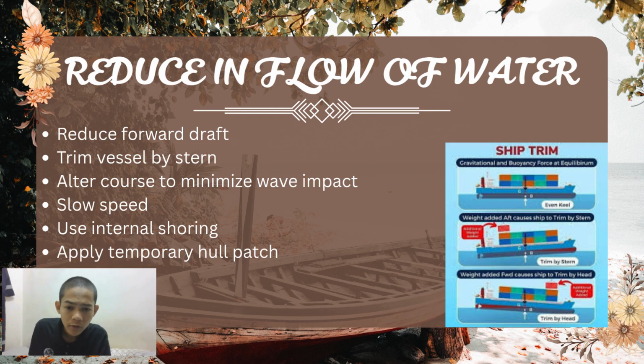In this slide, I'm going to explain the reduced inflow of water. To reduce inflow of water, the forward draft should be reduced by trimming the vessel by the stern. The vessel's course may be altered to reduce wave impact on the damaged area. Speed should remain slow. Internal shoring should be applied and temporary hull patching used to reduce water entry.